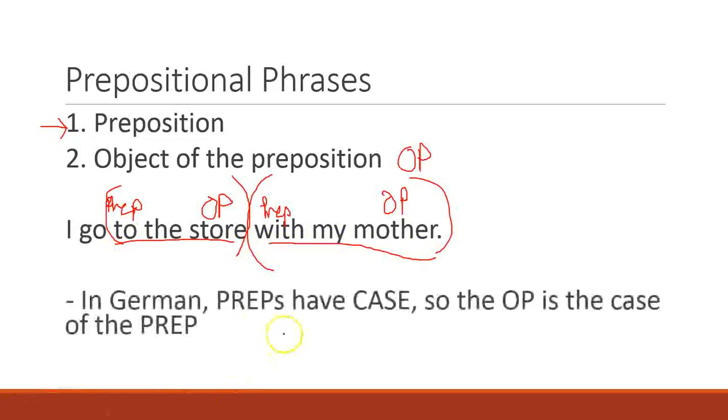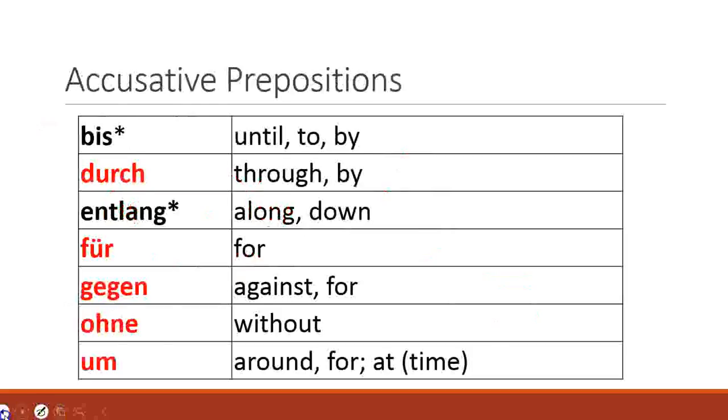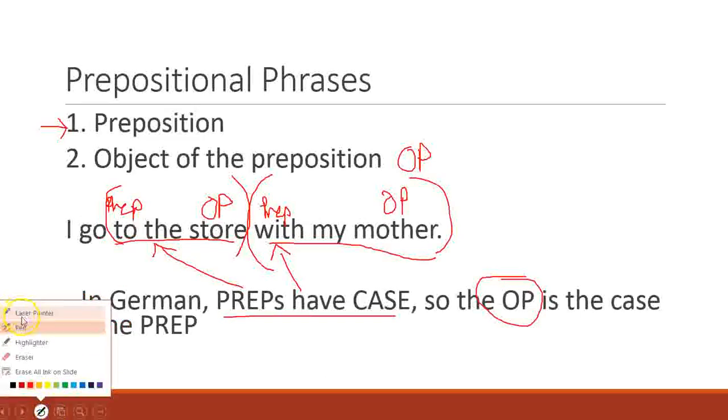When we look at German, these prepositions would have a case. And you need to determine what that case is because then the object of the preposition has that same case. So today we're going to look at the objects of the preposition that are accusative.